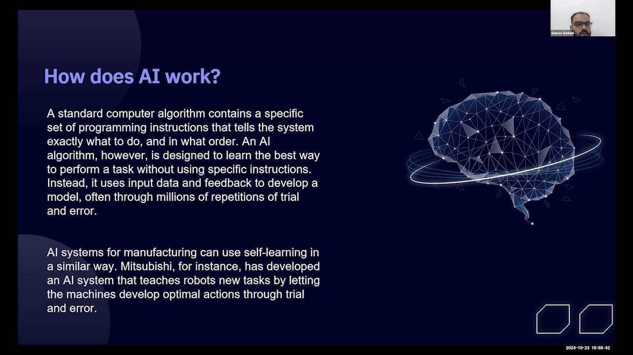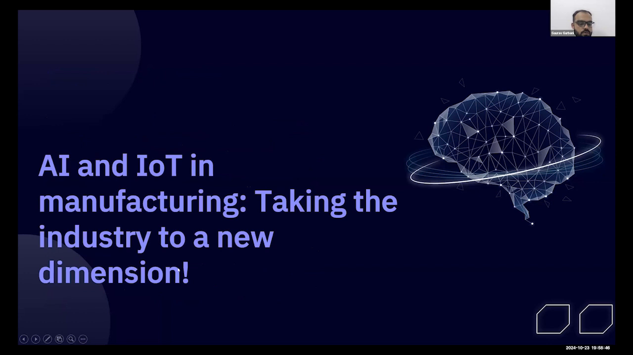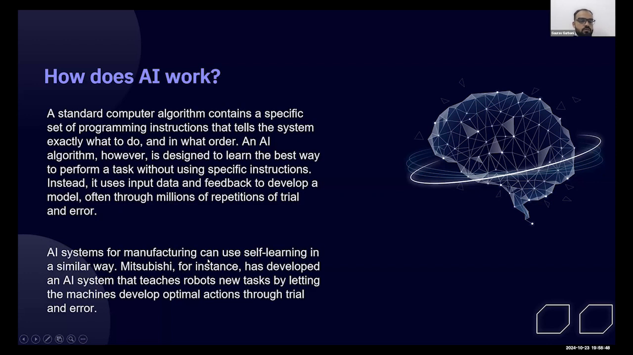There is one more example: Mitsubishi has developed an AI system that teaches robots new tasks by letting the machines develop optimal actions through trial and error. As I told you, we are usually giving the set of rules and the AI and robots just perform based on those rules. But there is a new, enhanced thing that Mitsubishi is trying to work on. They are still not successful in that. They have developed an AI system that teaches robots new tasks.